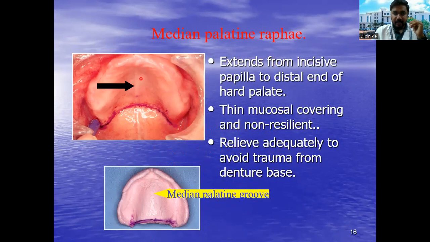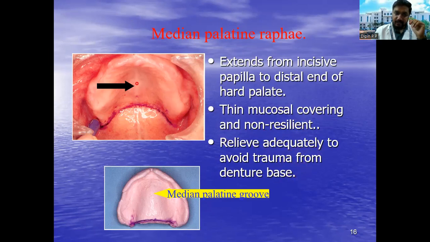Then in the midline area we have the median palatal raphe. It extends from the incisive papilla to the distal end of the hard palate. It has a thin mucosal covering and is non-resilient. In the bony structure, just behind this mucosal covering, we have the mid-palatine suture, which is covered by the mucosa. So anteriorly, we have the median mid-palatine raphe. It is a thin mucosal covering and non-resilient, so relief should be given adequately to avoid trauma from the denture base.